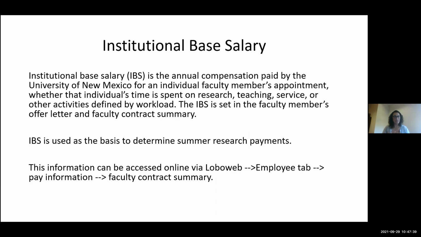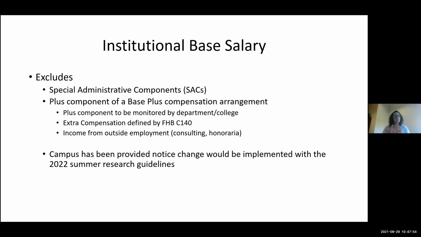Institutional base salary is used as a basis to determine summer research payments. It is the base salary that is quoted to them in their contract. They can find it on their contract summary page. It's important to keep in mind what it excludes. My understanding of when the summer research guidelines were rolled out, in March-ish of this year, right? I can't quite keep track of where I am in time.